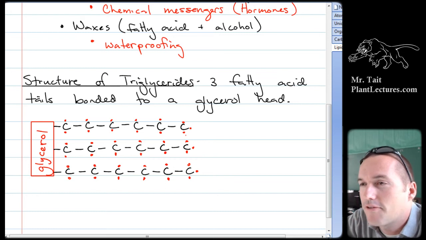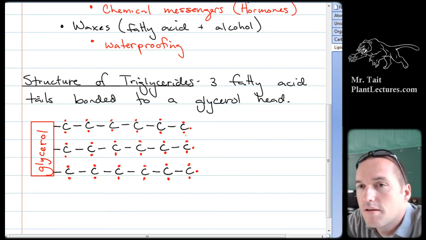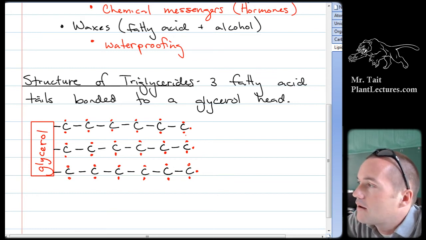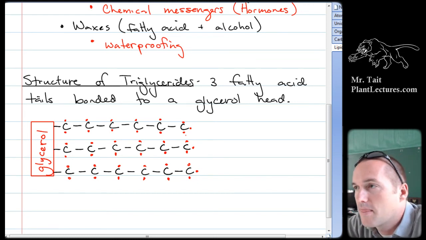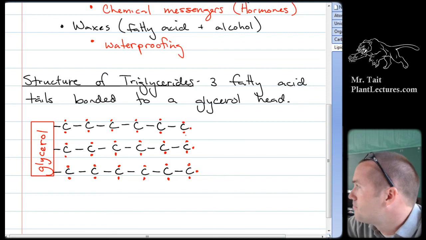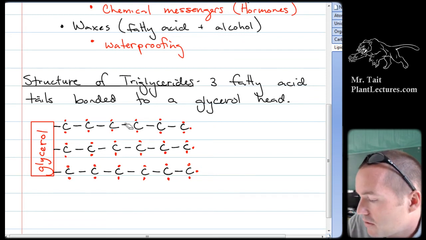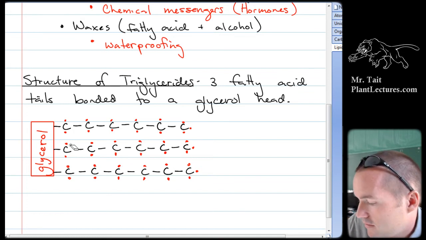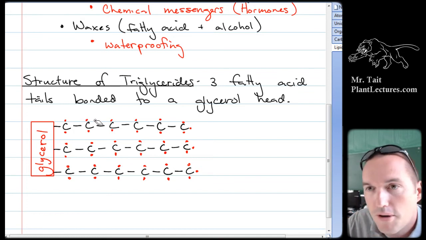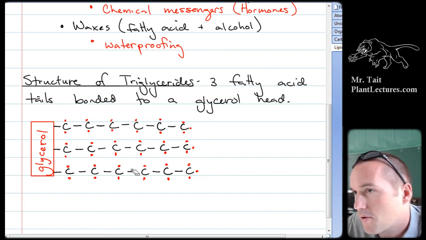What makes something hydrophobic? It's not polar. Why is this not polar? Why are these bonds here non-polar? Because the hydrogens are separated evenly. Yes, that's one thing. So that's for molecular polarity. Why are the individual bonds non-polar?